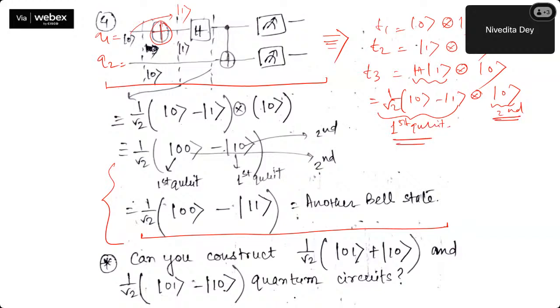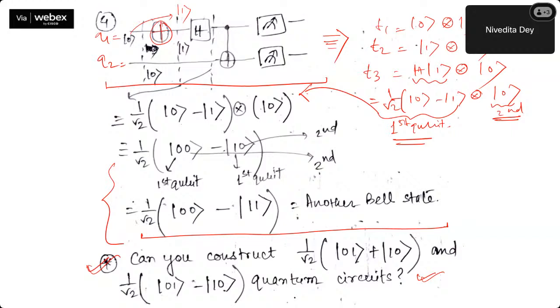Okay. Now just follow these steps. It is from here I have written it. So you do the computation, apply CNOT, and you will get the result. Now, can all of you try to construct at least one of these quantum states? 1 by root 2 (|01> plus |10>), or (|01> minus |10>). Any of these. Can you tell me what will be the difference?